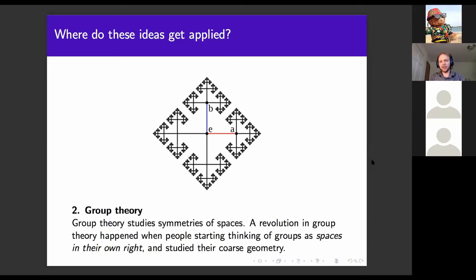And just as you don't think of the two-dimensional vector space R squared as just a bunch of random numbers that you can add and subtract, you think of it as the plane. It actually turns out that there was a big revolution happening in group theory when people started to think of groups as spaces in their own right. Okay. In other words, we're not just doing algebra anymore, we're doing geometry. It's not quite the same thing as algebraic geometry, don't worry.